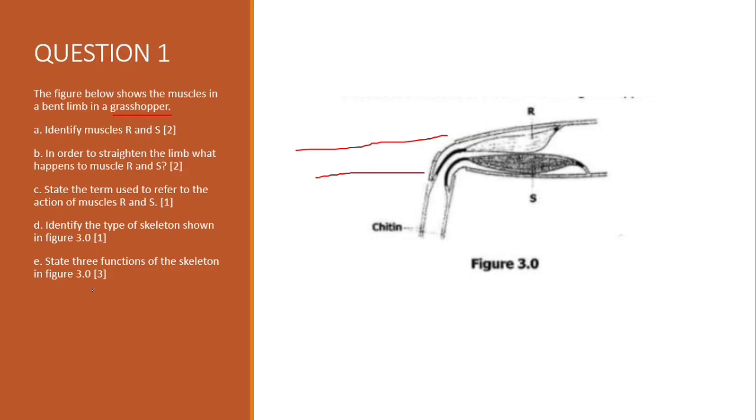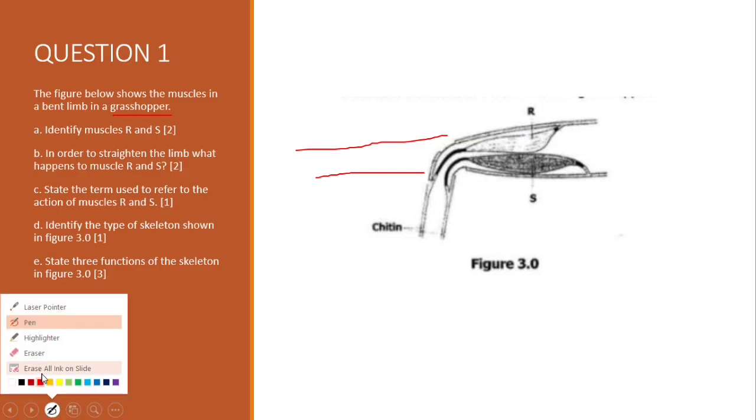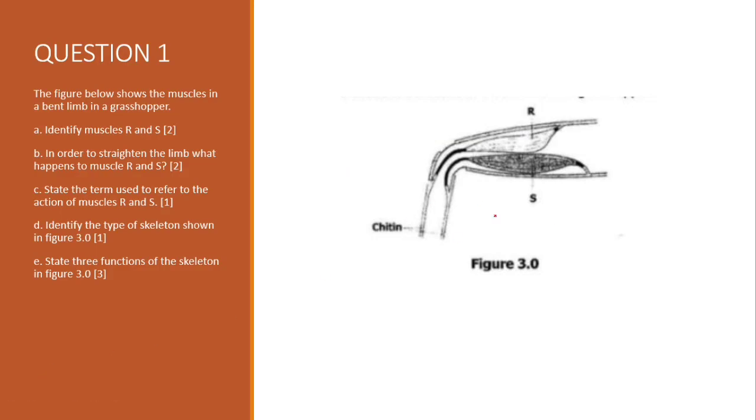Second, it gives shape to the organism. Third, it gives mechanical support. Those are the 3 functions of the skeleton: to protect, giving shape, and also providing mechanical support. Those are the 3 functions of the skeleton that we have here.